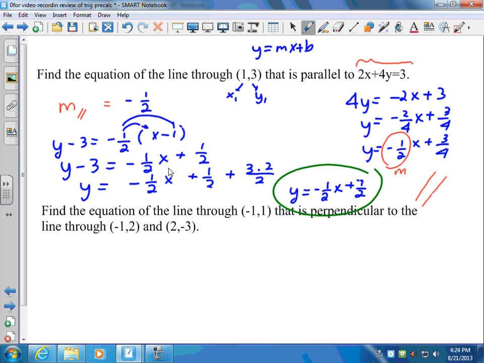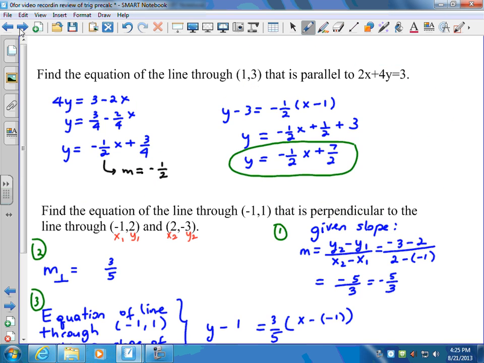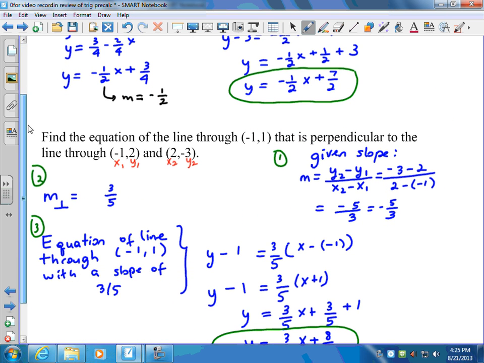And here's a hint. You want the line to be perpendicular to the line through these two points. So you want to find the slope of the line that joins these two points, right? Get the perpendicular slope and then use this point in determining your equation. And let me show you guys the solution for that one. So there is our given slope. There is the perpendicular slope, and there is a setup for the equation of the line.